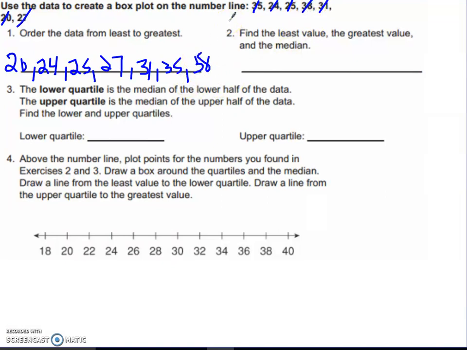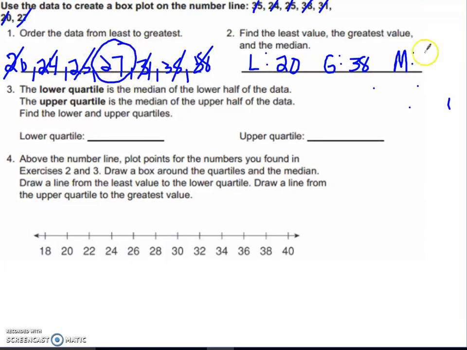Okay, we want to find the least value. The least value is the minimum, which is 20. The greatest value is 38. And we need to find the median. The median is the one in the middle, so cross off till we get to the middle. And we're left with 27.